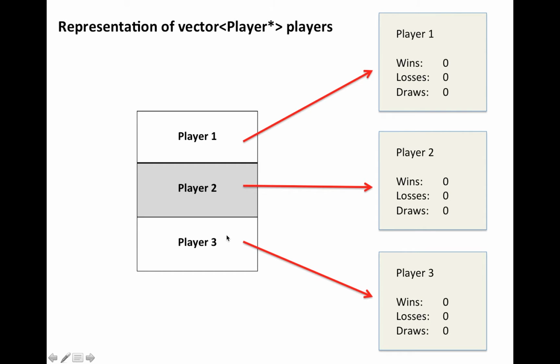Okay, it's a pointer to a player, and then we add that to the vector. So then this is our total players. We only have 3 players in the system, but they all represent these players, and because none of them have competed in a rock, paper, scissors match, they all have 0 wins, 0 losses, and 0 draws.